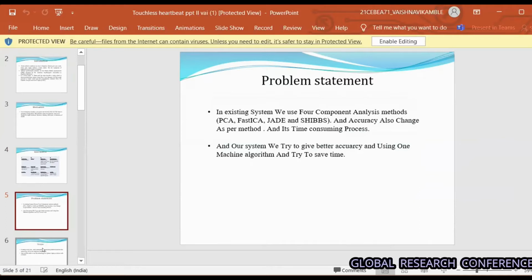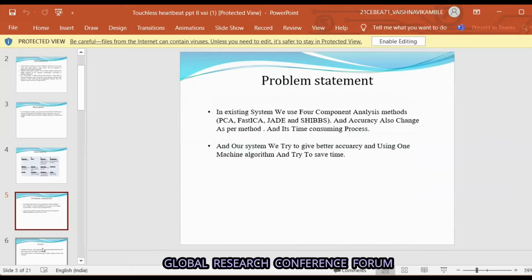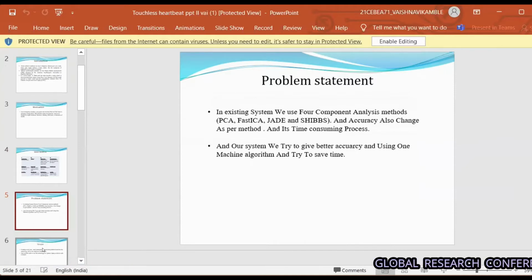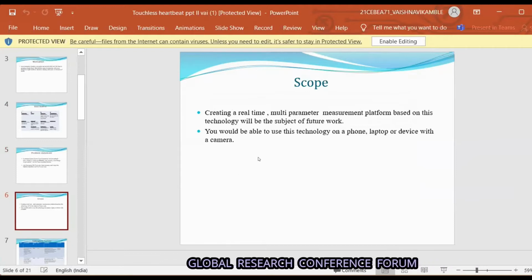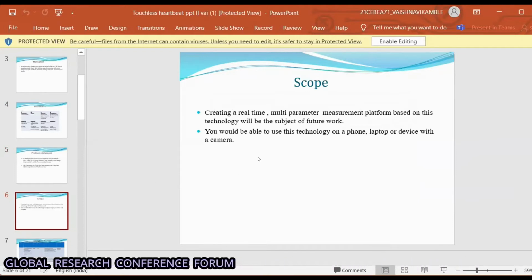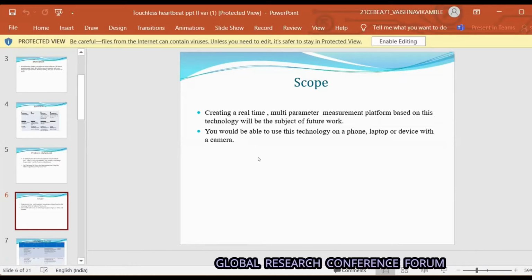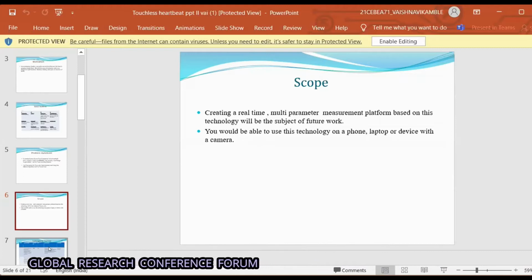The objective of our project is creating a real-time multi-parameter measurement platform based on this technology, which will be the subject of future work. The scope of our project is creating a real-time multi-parameter measurement platform based on this technology, which will be the subject of future work. And the next part will be covered by Preeti.